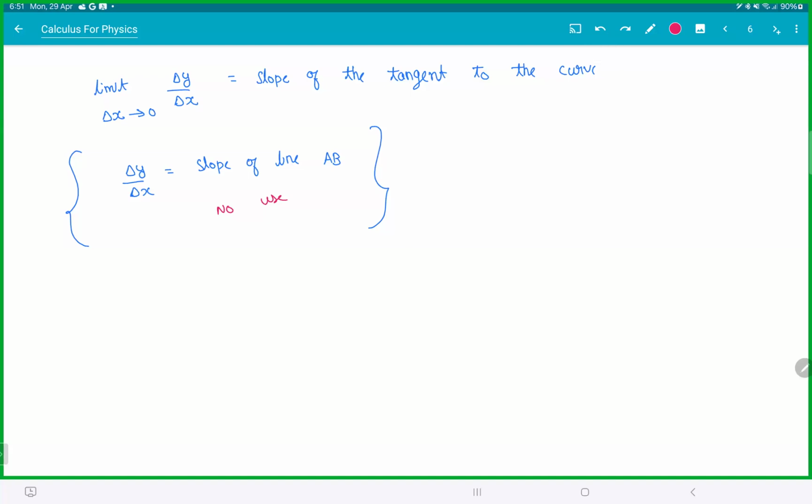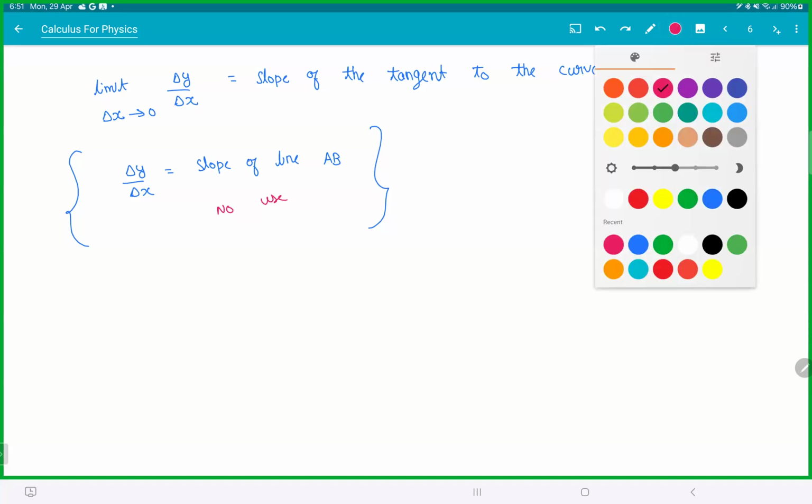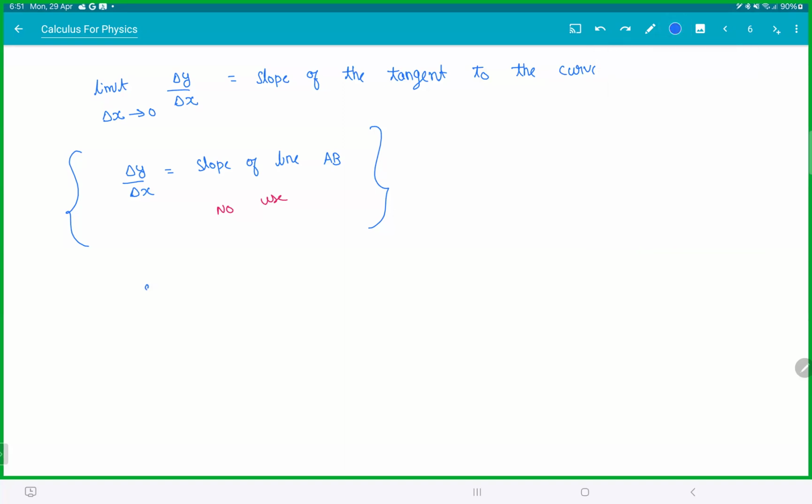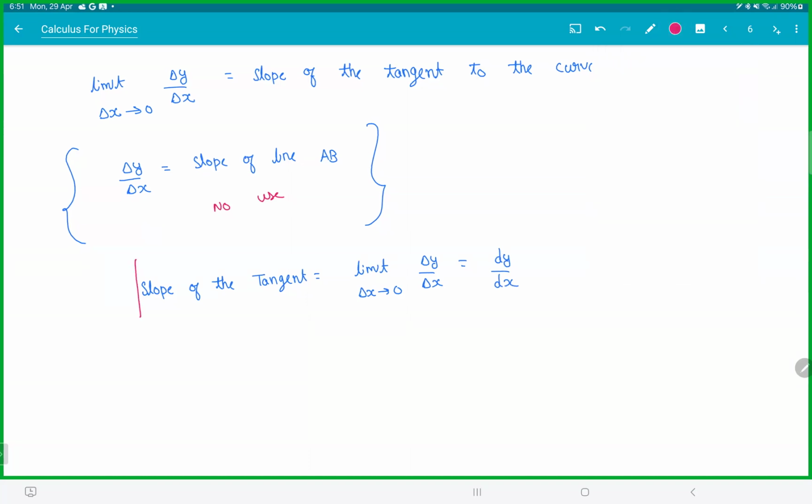You're getting it? But every time, who will write this thing? Limit delta y by delta x is slope and all. So what people said, let's keep it simple: the slope of the tangent. You will learn in maths there is something called limits. They'll teach you for almost 2-3 weeks. Limit delta y by delta x, let's write this thing as dy by dx. So the moment you see dy by dx, it is understood you're talking about a very small change in x.